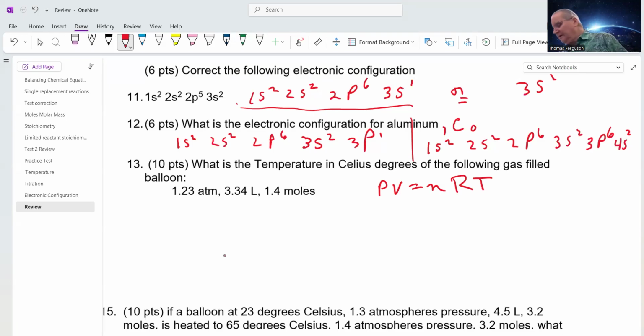R is going to be, for atmospheres and 0 degrees Celsius, 0.0821. So what's missing here? We have pressure, we have volume, we have R, and we have moles. Temperature's missing. So let's solve for T. Does everyone see how I got that? So we have 1.23 atmospheres.